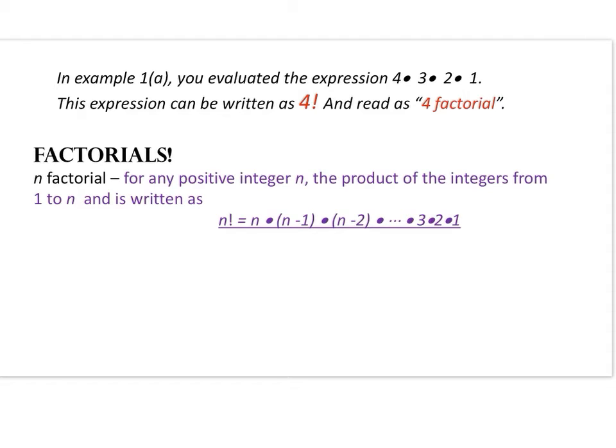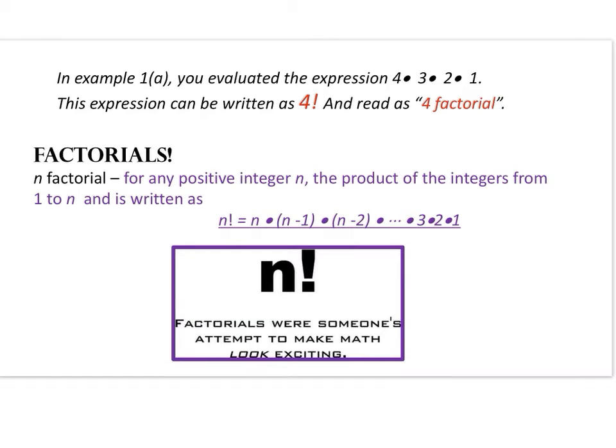For any positive integer n, the product of the integers from 1 to n is written as n factorial. So when I'm finding some number factorial, that's the same as that number n times the value minus 1 times the value minus 2, and so on until you get down to the 3, the 2, the 1. So I think factorials were someone's attempt to make math look exciting. Heck yeah. We need math to be looking exciting with those exclamation points.